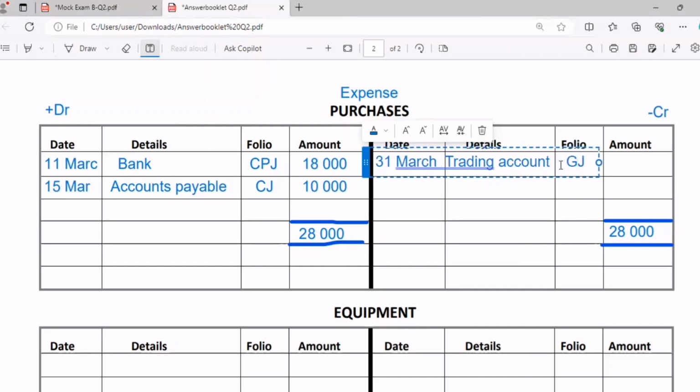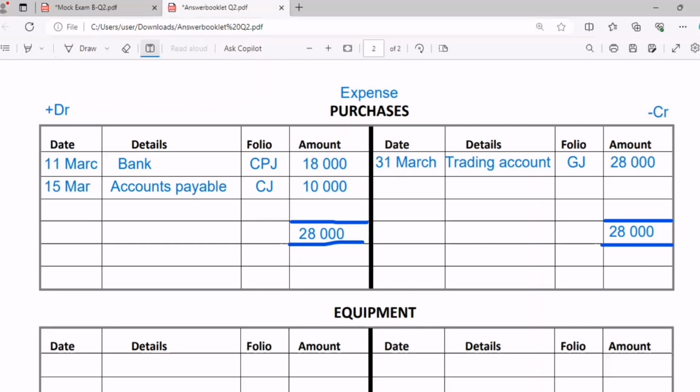And we're gonna show this in the general journal, GJ, general journal. So the total is 28,000. So I hope you see. Always, guys, when you prepare this account, you don't show the carried down. As the balancing figure here is not the carried down, but the balancing figure is transferred to trading account. So this is how we deal with the purchases account, which is an expense.